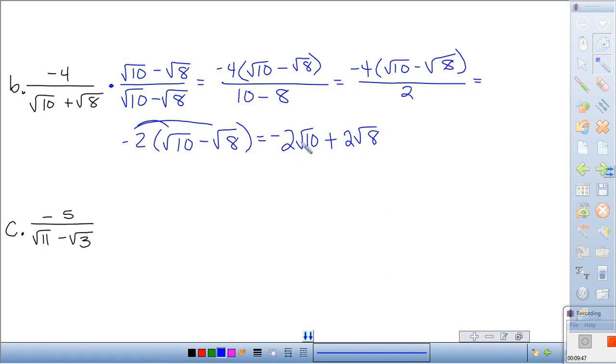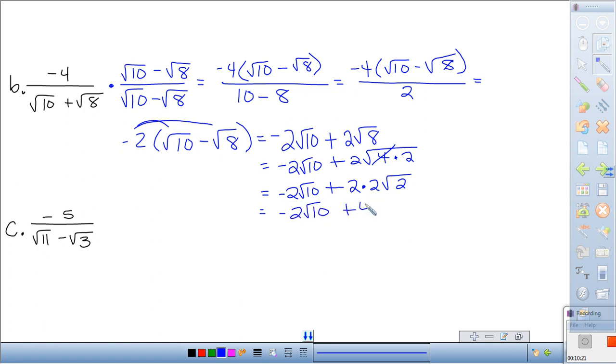Now 10 is simply 2 times 5. So there's nothing I can take the square root of for 10. It's not a perfect square. None of its parts are perfect squares. I can't simplify the square root of 10, so I'm going to leave that first part alone. So I have negative 2 square roots of 10 plus 2 square roots of, but 8 is 4 times 2, and I can take the square root of 4. So I have negative 2 square roots of 10 plus 2 times, bring out the square root of 4 is 2, and then leave the square root of 2 inside. So I have negative 2 square roots of 10 plus 2 times 2 is 4 square roots of 2.